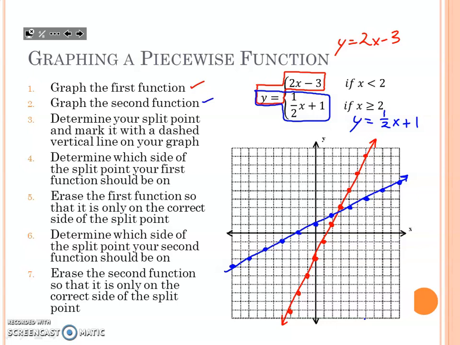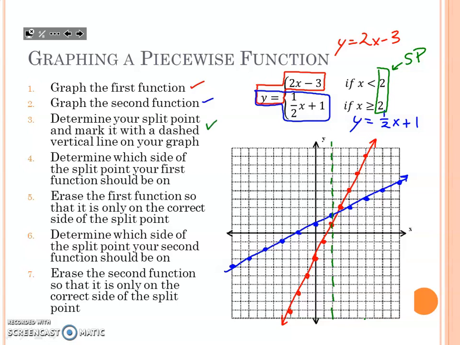Next, it says to determine your split point and mark it with a dashed vertical line on your graph. Remember, our split point tells us where the function splits. Your split point is the number dealing with our domain: x less than 2, x greater than or equal to 2. So 2 is my split point, and at 2, I'm going to draw a dashed vertical line. All right, got that done.